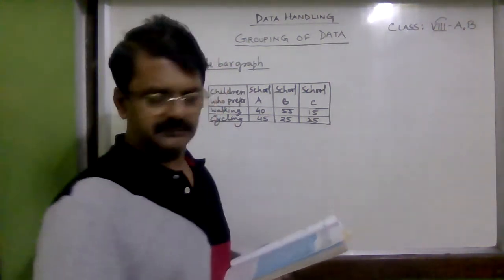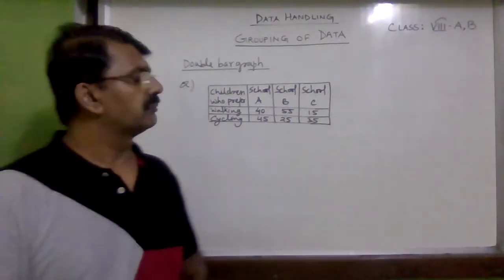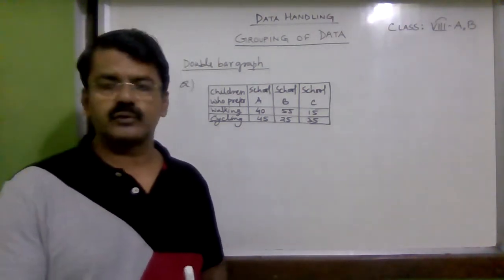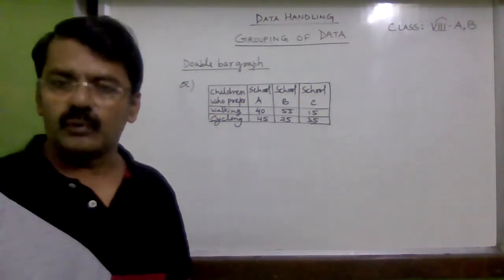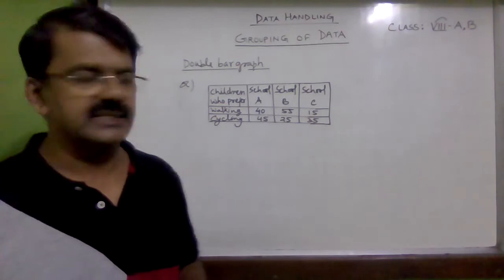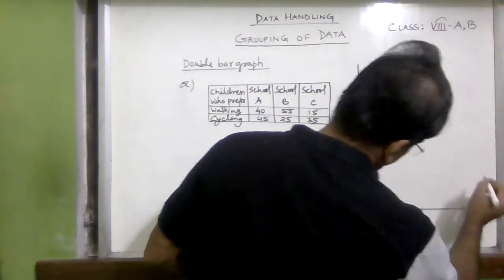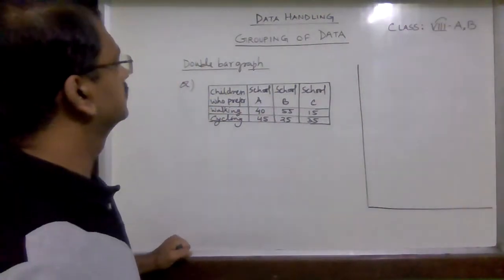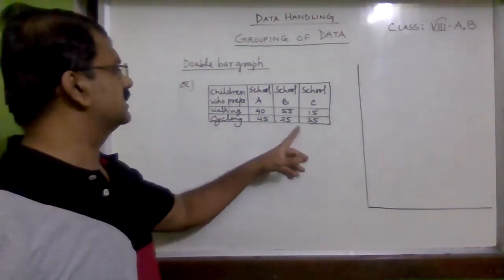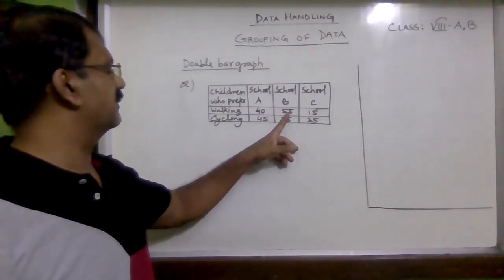And now you have to draw a double bar graph. Means in the same bar graph we have to show both the data, both the information, that is the number of children who prefer walking as well as cycling. Now see, the maximum number of students is 55. In School B, 55 students prefer walking.